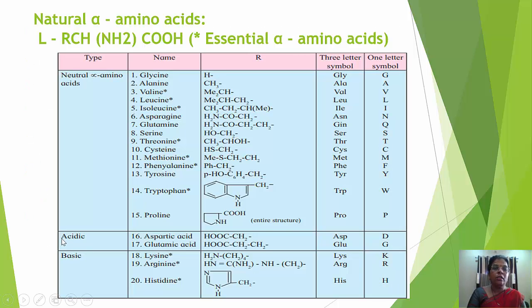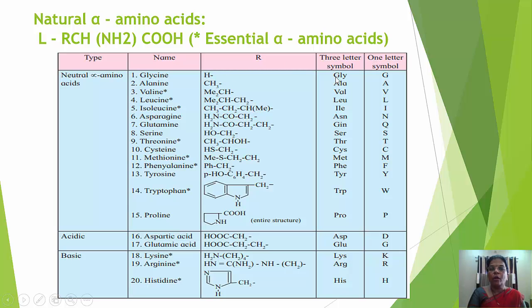Now this is the table listing the alpha amino acids. Now there are natural alpha amino acids, that is RCH(NH2)COOH. Star indicates essential alpha amino acid. Now here first we are going to see neutral alpha amino acids. First is glycine. Now here R is H.